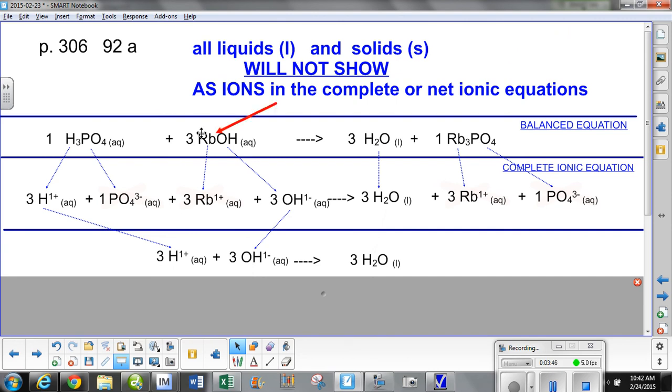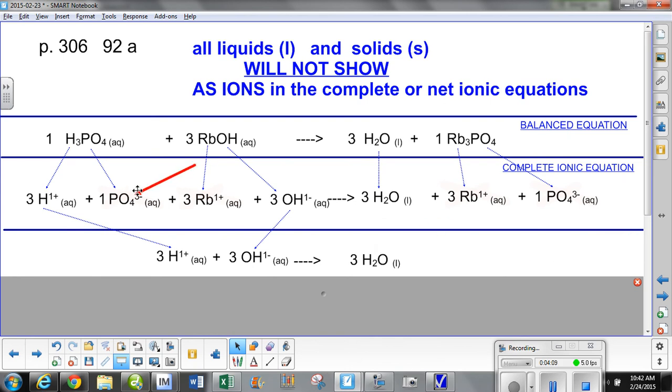Okay, this little guy, phosphate, we're leaving him out. Correct. What about the rubidium? We're leaving him out. Absolutely. And so on the left side of the equation, all we have now is what we call the ions that are doing the business, so to speak, of making water.